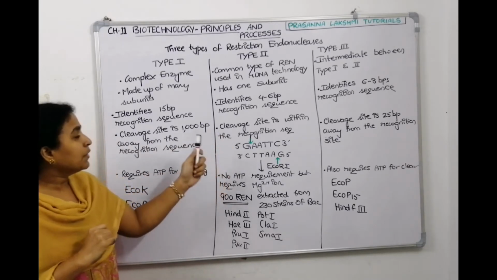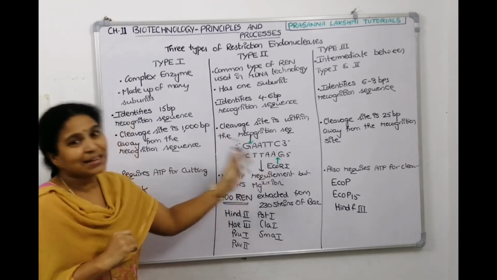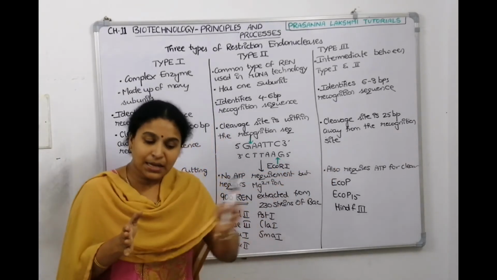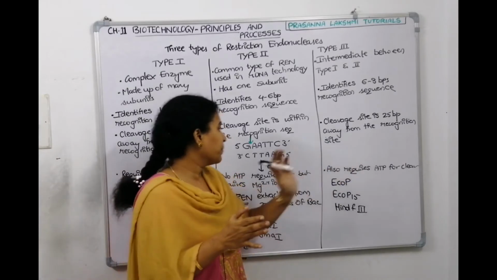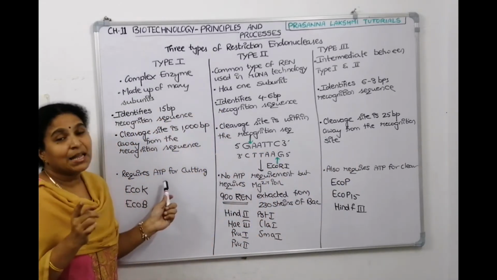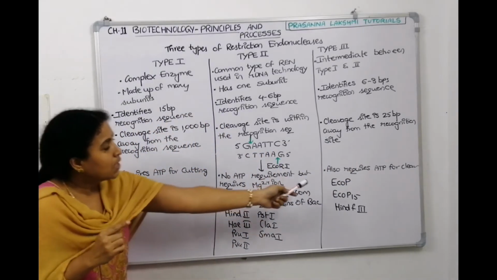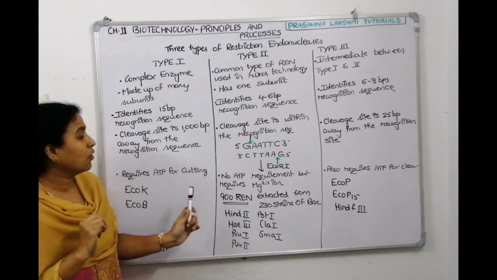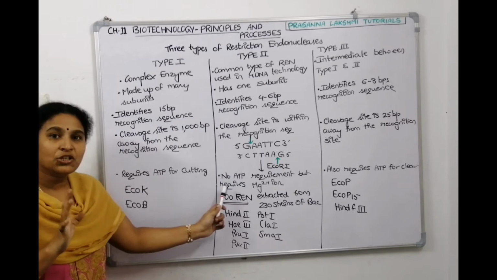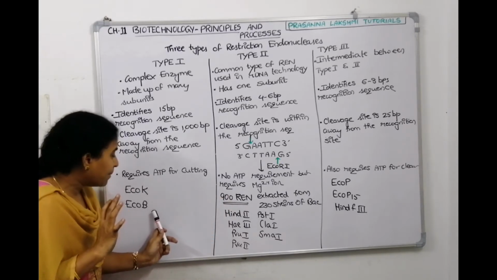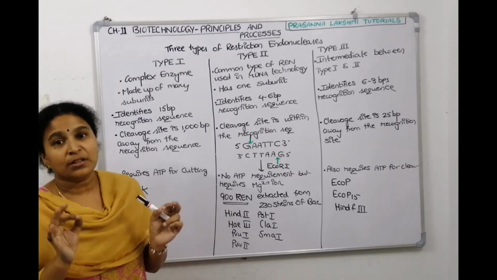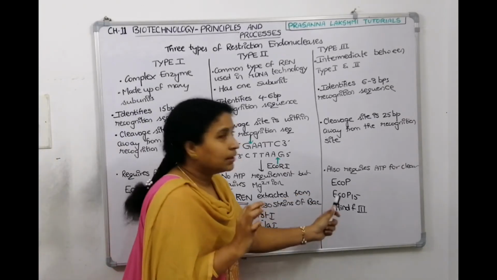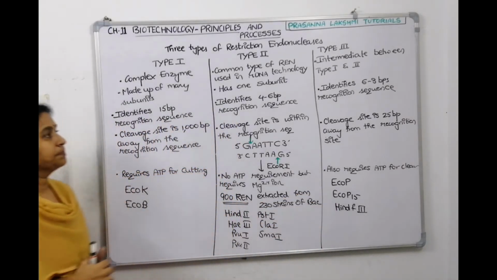Whereas for type 2, the cleavage site is within the recognition site. For type 3, the cleavage site is 25 base pairs away from the recognition site. Type 1 requires ATP for cleavage. Type 3 also requires ATP for cleavage, but type 2 does not even ask for energy; it requires only magnesium ion. Then these are the examples: the 900 enzymes in the market all come under type 2 only. Quickly take a screenshot.